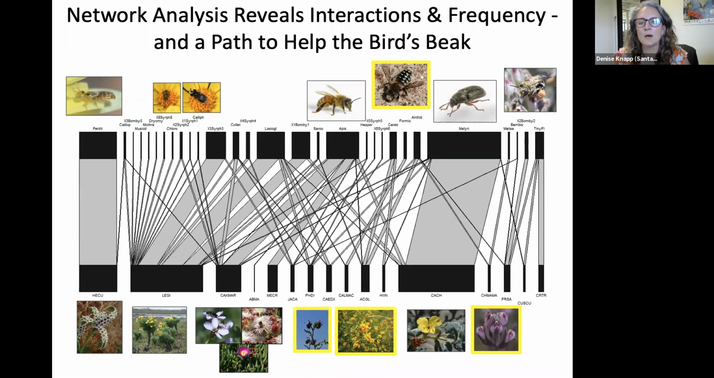this Anthidium highlighted up top. And these are actually easy to grow. If we planted a ton of those and really supported that Anthidium, we could benefit the bird's beak while we're doing other things to try to recover this rare plant species. So I hope that example just illustrated how complicated these things can be, and all these little pieces count. Next.